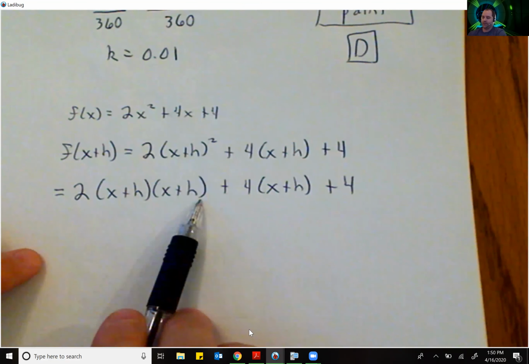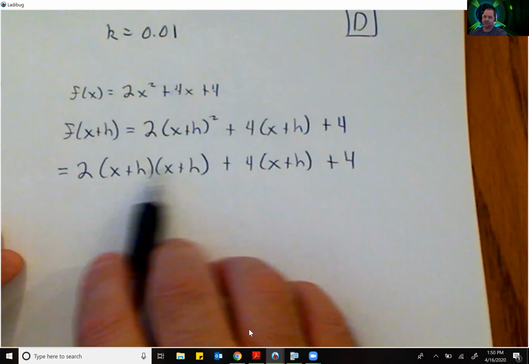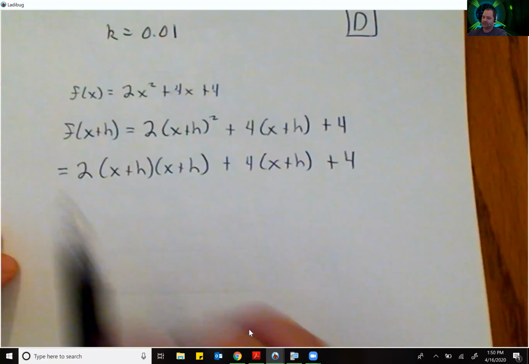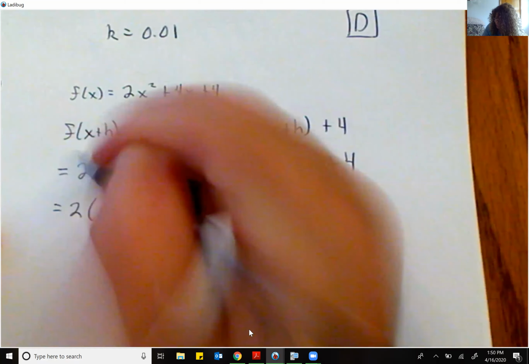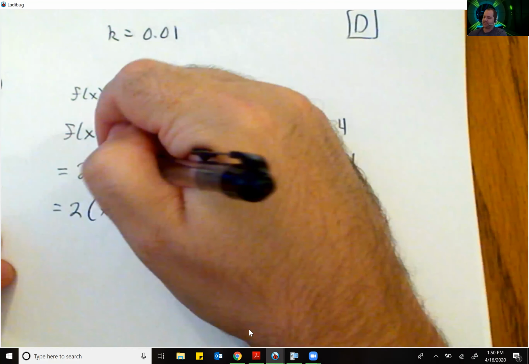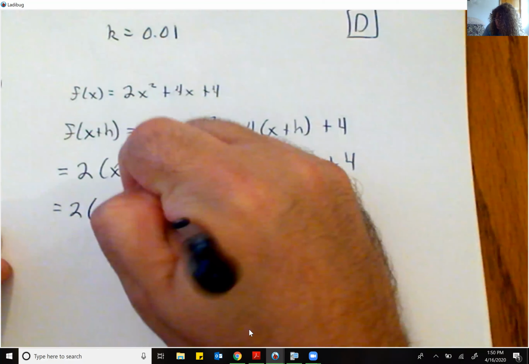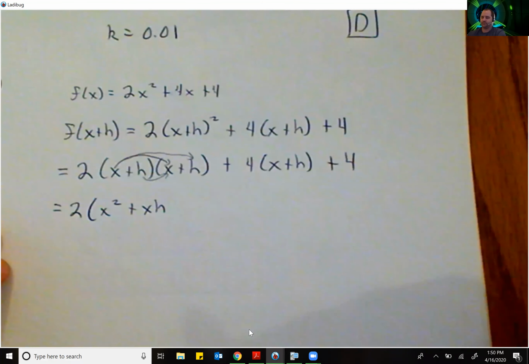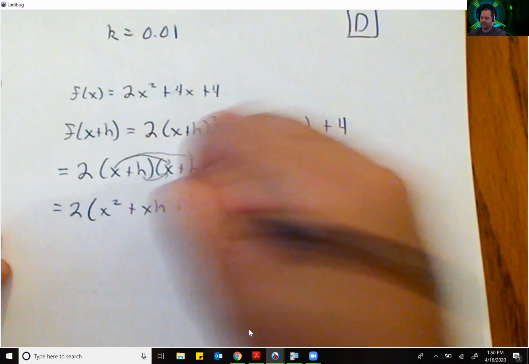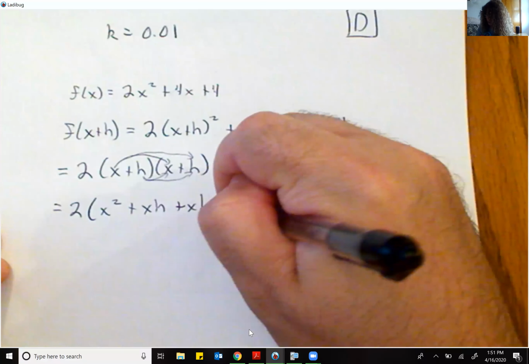Okay? So I'm going to go ahead and FOIL this first because I like to deal with the foiling first, and then we'll deal with the 2. So what is X times X? X squared. What is X times H? XH. What is H times X? XH or HX. Yep, both are the same. I just write it as XH. And what is H times H? H squared.